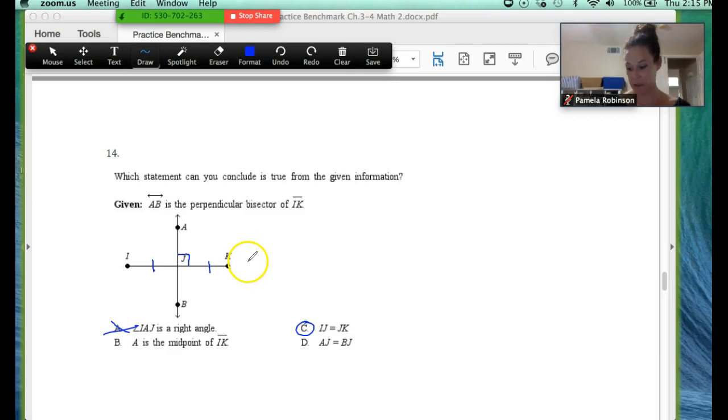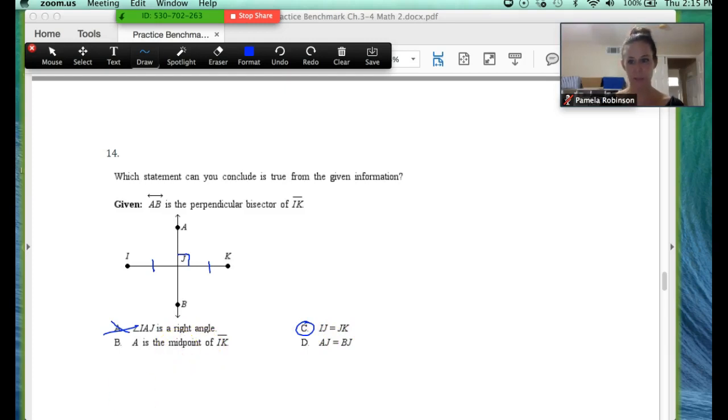IJ equals JK. Yes. And then D, AJ equals BJ. Well, we don't know these are congruent, remember? We're not sure about that. All right, so let's undo that one. We don't know because it did not say IJ bisects AB. It did not say that, so we don't know that.